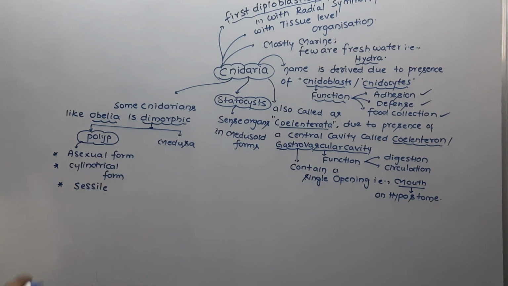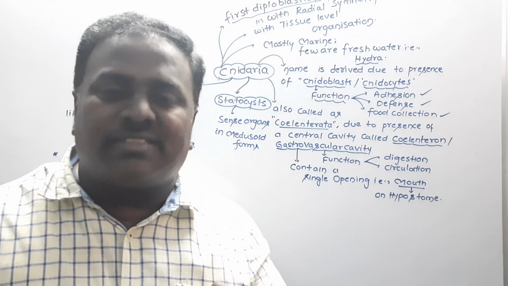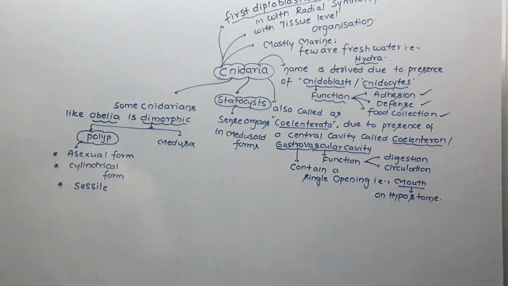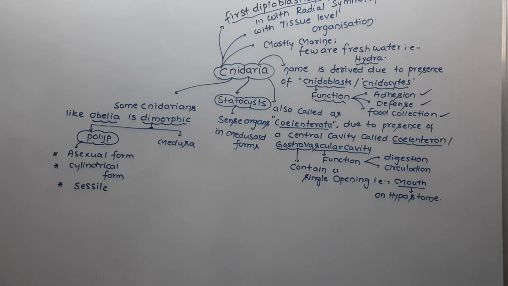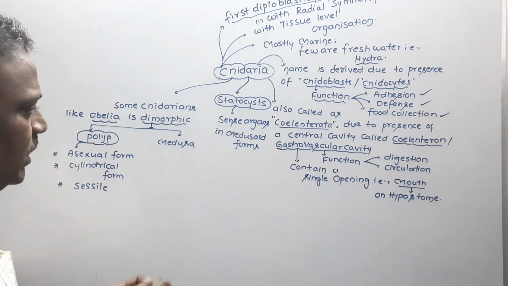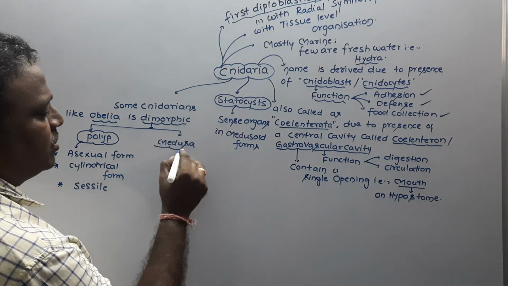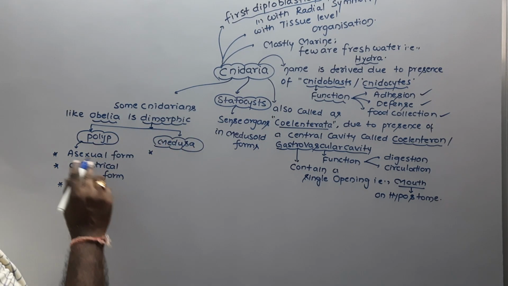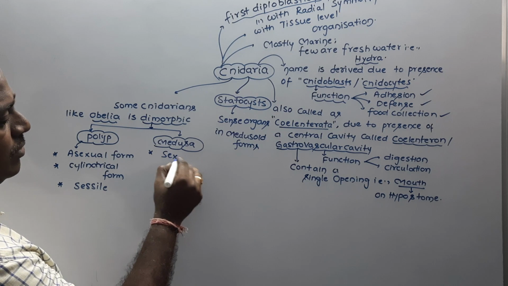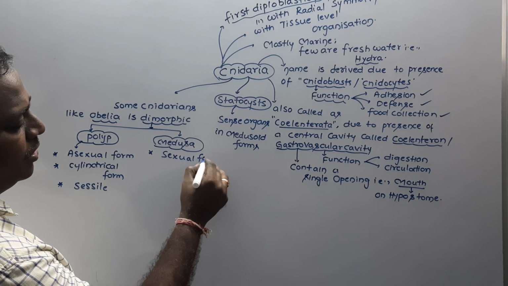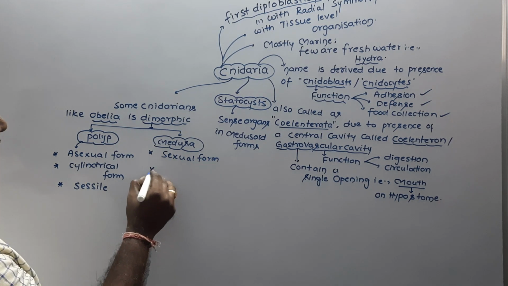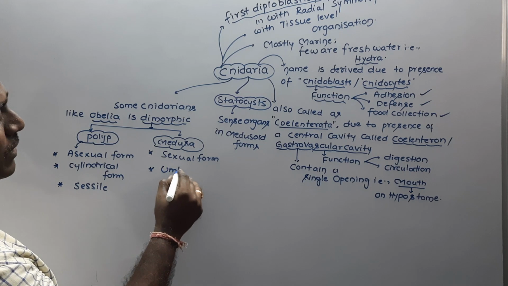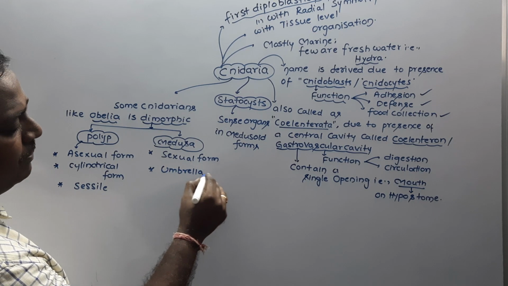Sir, what is the meaning of sessile? The meaning of sessile is sedentary, that is nothing but immobile. And what about the medusoid stage, sir? The medusoid stage is said to be the sexual form. It is the sexual stage. And it is said to be umbrella shaped. What is the shape of it? Umbrella shaped.